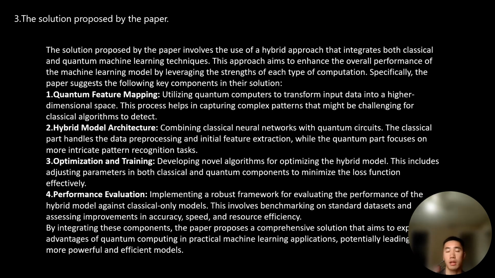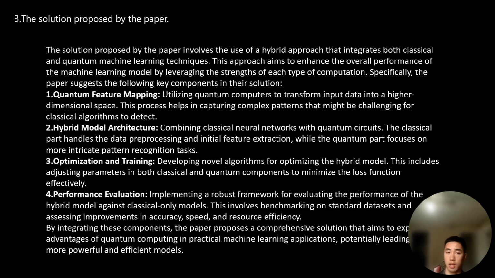At this part, I'm gonna explain the solution proposed by the paper. The solution proposed by the paper involves the use of a hybrid approach that integrates both classical and quantum machine learning techniques. This approach aims to enhance the overall performance of the machine learning model by leveraging the strengths of each type of computation. Specifically, the paper suggests the following key components in their solution: quantum feature mapping, utilizing quantum computers to transform input data into a high-dimensional space.